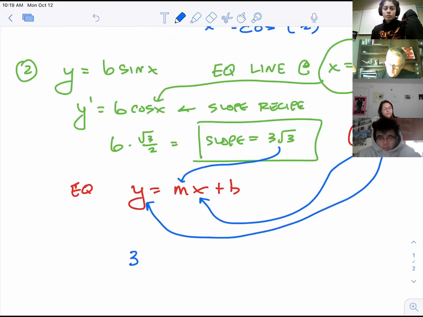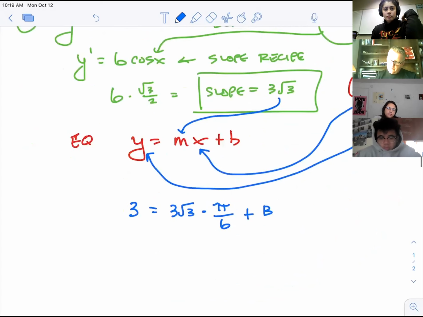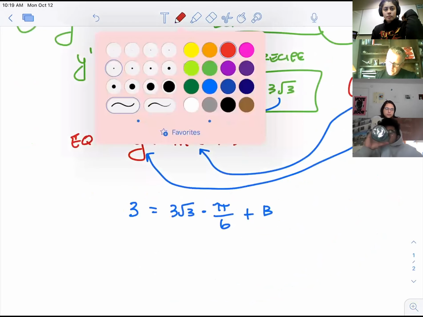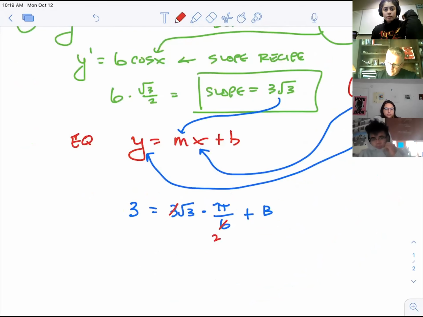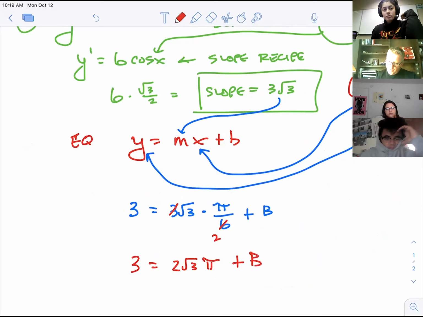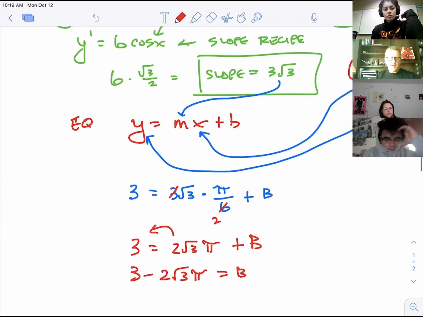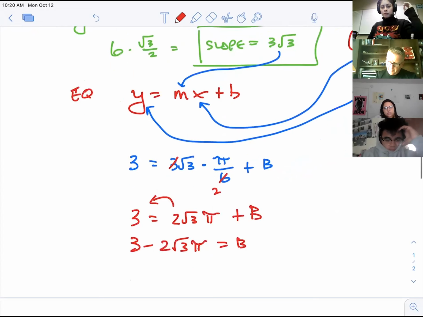And so if I put in y as 3, I put in slope as 3 square root 3, I put in x as pi over 6, and then I'm trying to figure out what that b is. Well, that's not hard. You should say, I can see that this 3 would cancel with this 6 and be 2. So now I have 3 equals 2 square root 3 pi plus b. And so if I subtract that over to the other side, then there's my b. Again, there's nothing wrong with having it as a decimal, but if you do, my open math is going to say you're wrong. And so now I think I know the equation.